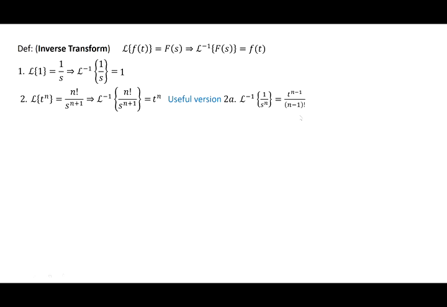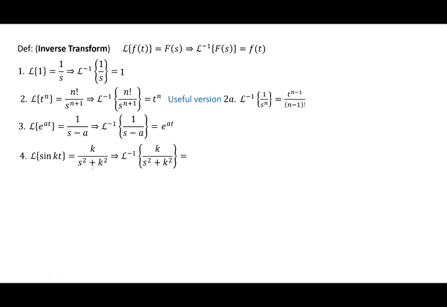Cool? If you got it, good. If you didn't, don't worry about it. Memorize this guy. Laplace inverse of 1 over s to the n is t to the n minus 1 over n minus 1 factorial. Alright, Laplace of e to the at is 1 over s minus a. So Laplace inverse of 1 over s minus a is, you guessed it, e to the at.